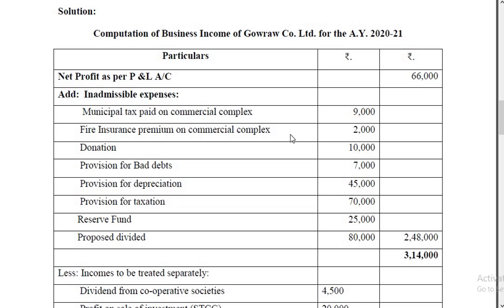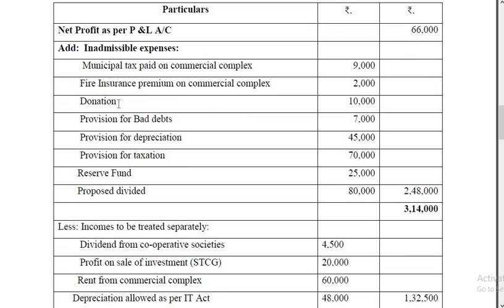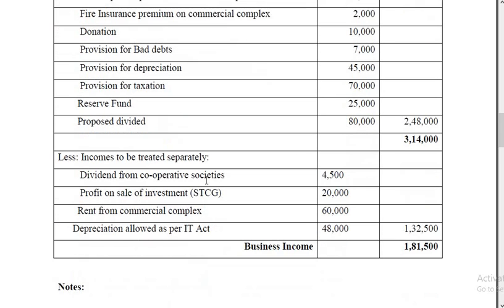Fire insurance premium on commercial complex is also relating to income from house property. Donation, any donation is not allowed here. A donation to charitable institution is added back, but deduction is available separately under 80G. Provision for bad debts, provision for depreciation, provision for taxation, reserve fund, proposed dividend, all these are added back. Any reserves and any fund, if debited to profit and loss account or transferred to these, they have to be added back. So inadmissible expenses are added to the net profit, and you get 3,14,000.